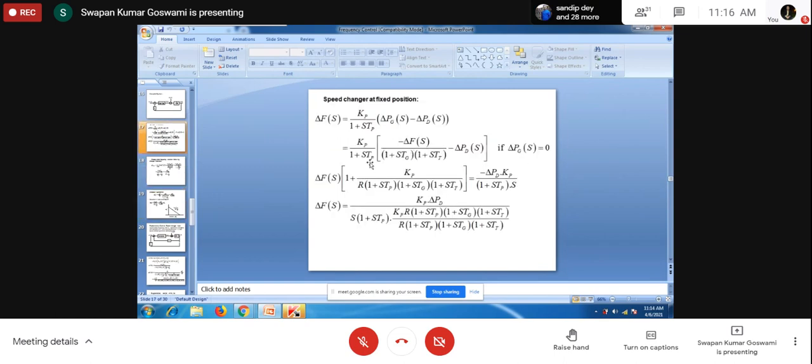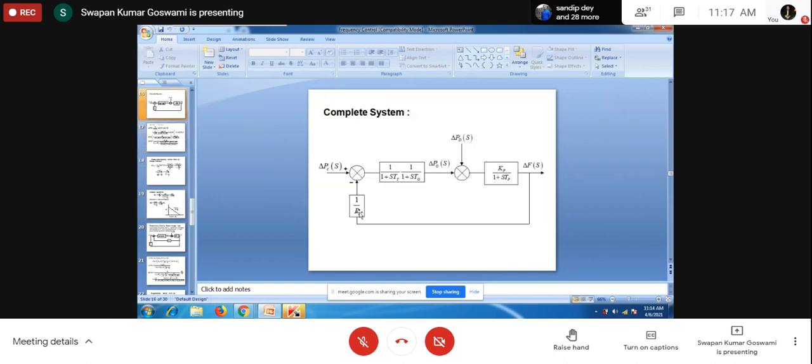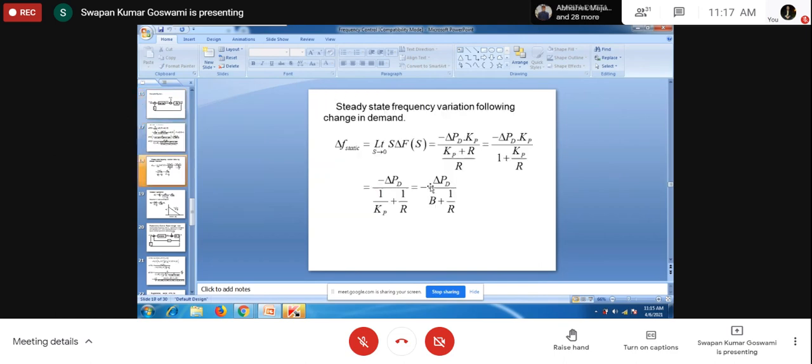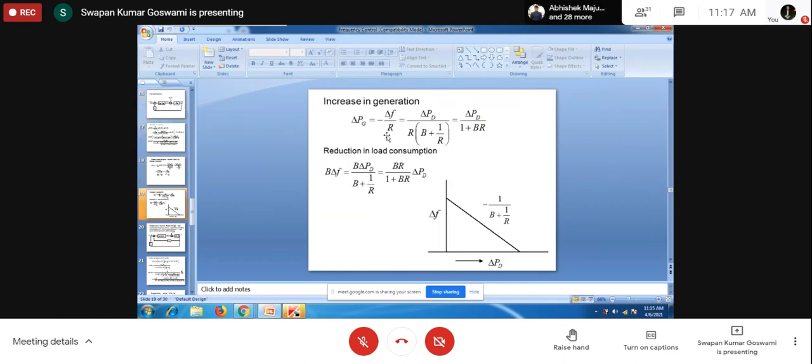You see that in del F by R, delta Pg at steady state, what will happen? If this is 0, this is 0. Delta Pg at steady state will be minus del F at steady state by R. So delta Pg is minus del F by R. You put the value of delta F, it is delta Pd by R into B plus 1 upon R, or this is equal to delta Pd by 1 plus BR.